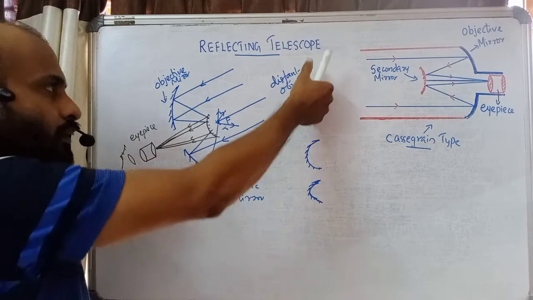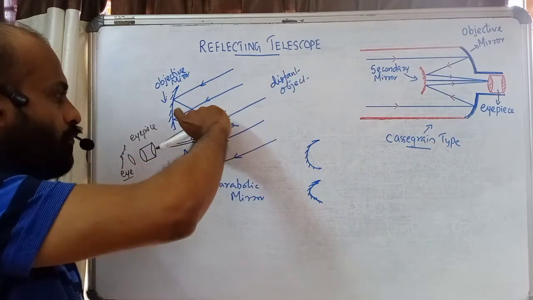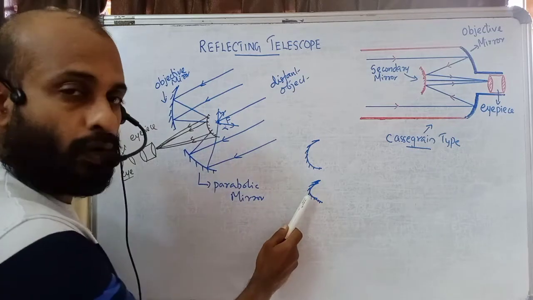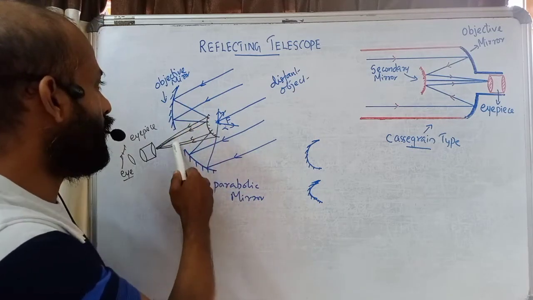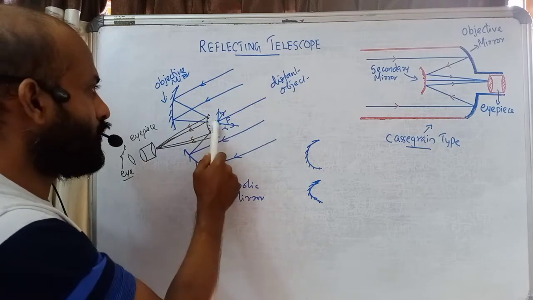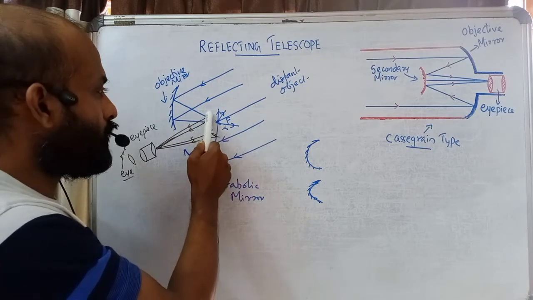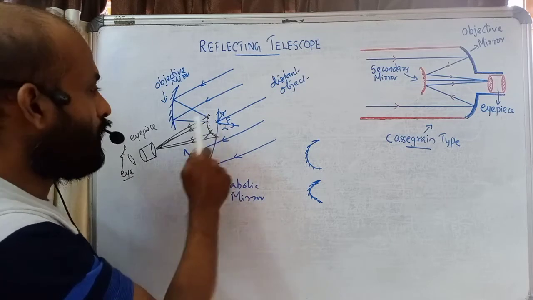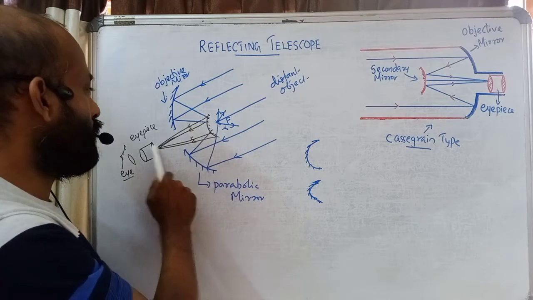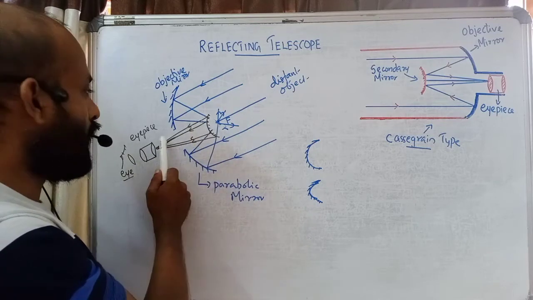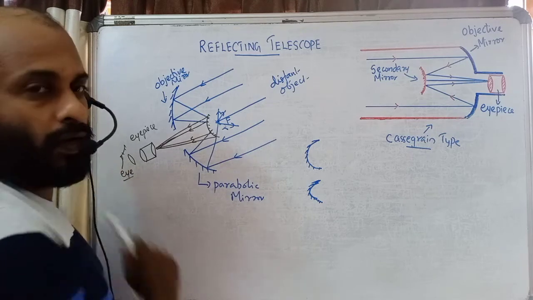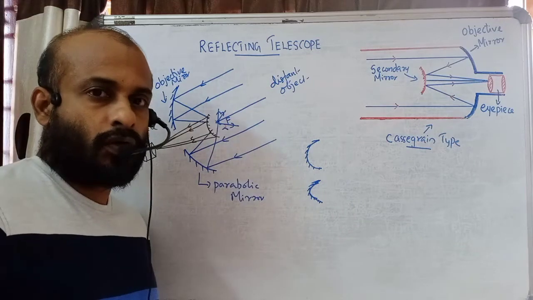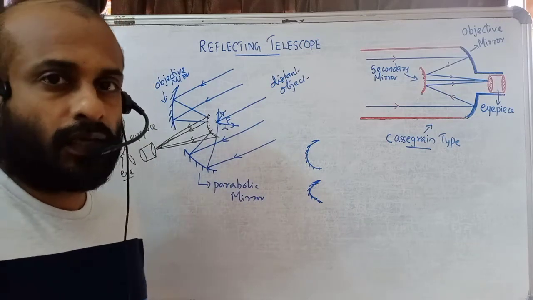Light rays from a distant object fall on the parabolic mirror. We can use a convex mirror or concave mirror also, but the most suitable one is the parabolic type of mirror. The parabolic mirror will reflect all the light rays from the distant object to a single point at the focus. Now at a suitable place and with a suitable curvature, we will use a convex mirror. This convex mirror will reflect all the light rays to a single point. Here we will place the eyepiece, so the light rays will enter the eyepiece and we will get the final image. This type of reflecting telescope does not have the drawbacks of a refracting type of telescope.